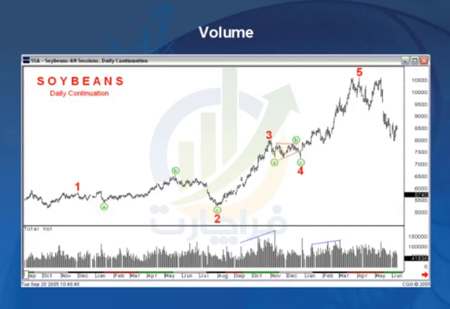Volume tends to be greater in 3rd waves versus 5th waves. If volume in the 5th wave is greater than the 3rd wave, the 5th wave will most likely be extended. We also can see spikes in volume at the termination points of some corrective waves. But normally volume contracts in corrective waves.